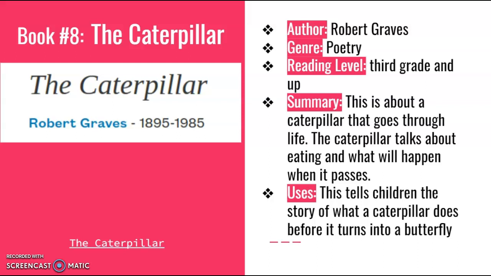And then for the eighth book, I decided to do a poem called The Caterpillar, and the author is Robert Graves. The genre is poetry. The reading level is third grade and up. And this is a poem about a caterpillar going through the stages of life. And the caterpillar talks about what happens when it passes and becomes a butterfly. And the uses of this is a great way to tell the children of how caterpillars turn into butterflies.